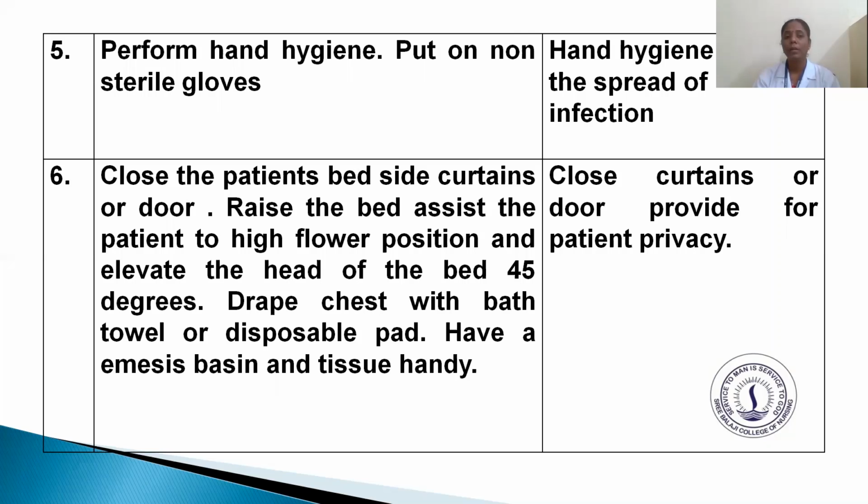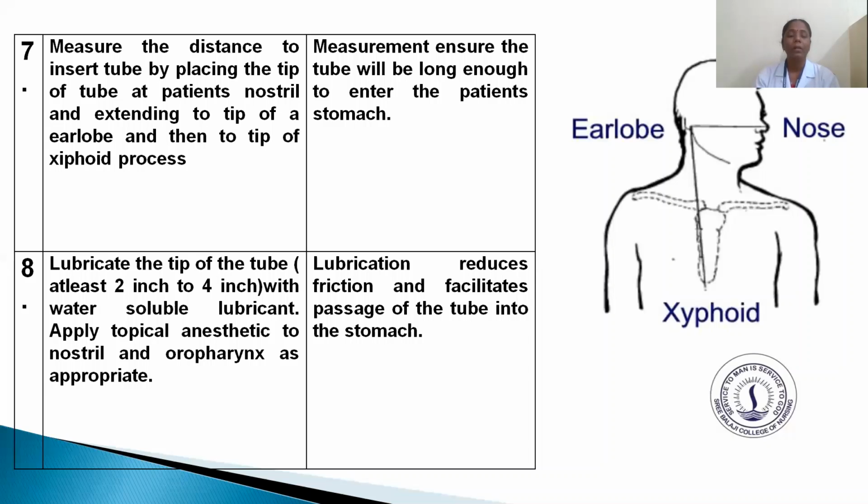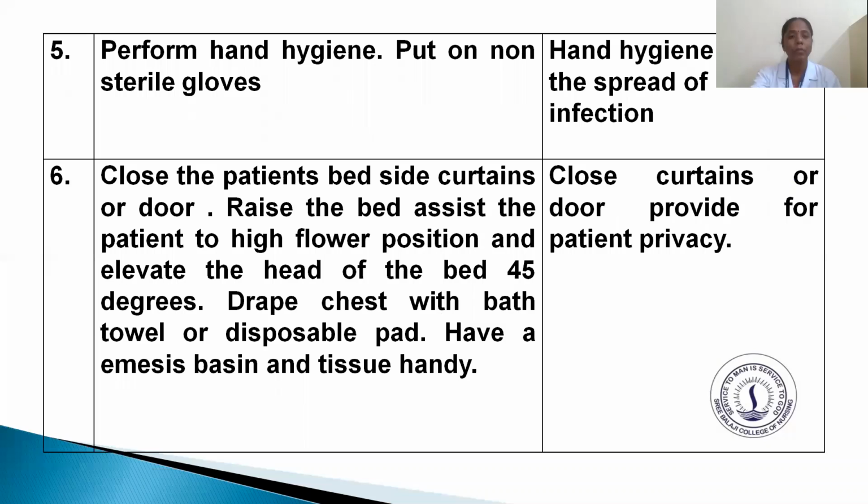The fifth one is to perform hand hygiene and use gloves to prevent infection. Then close the doors and raise the head end to give the high Fowler's position, with the head end elevated 45 degrees. Cover the chest with the towel. What is the main rationale? For closing the door, it is to maintain privacy. That is the sixth one. Next we go to the next slide.